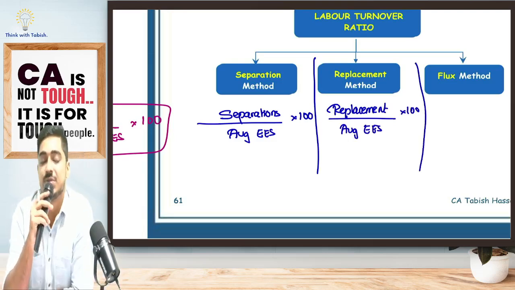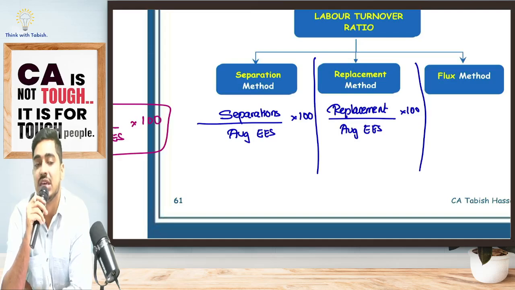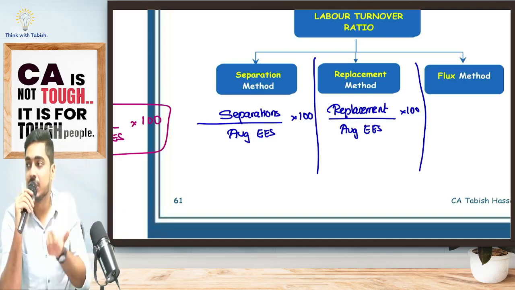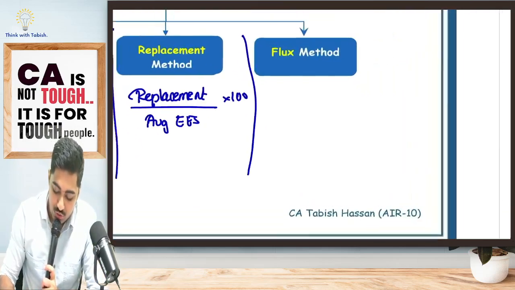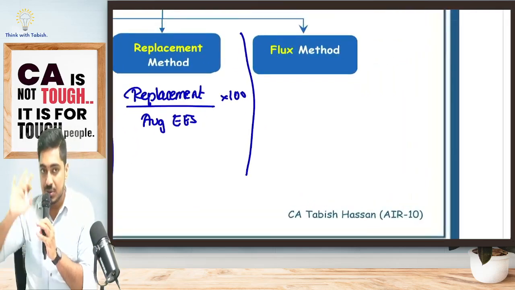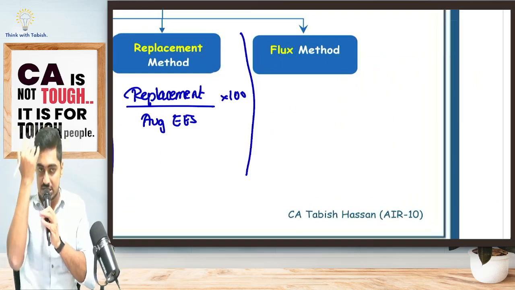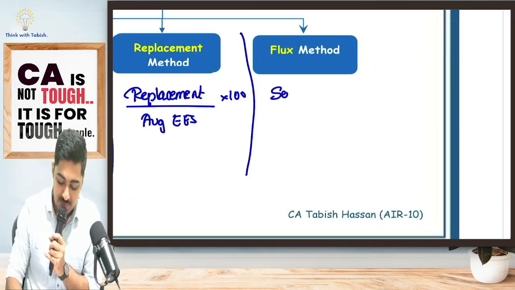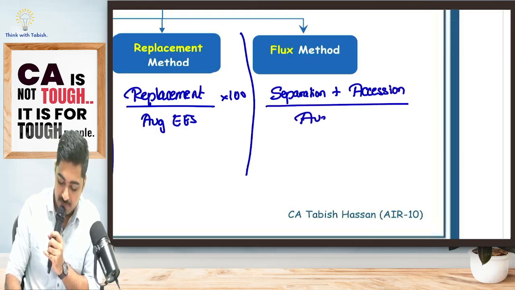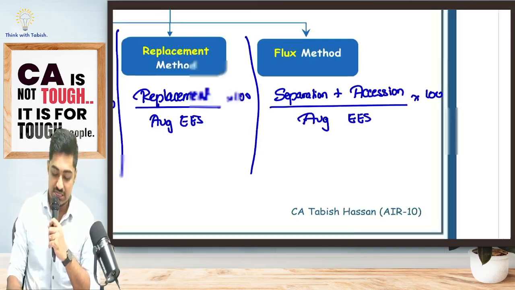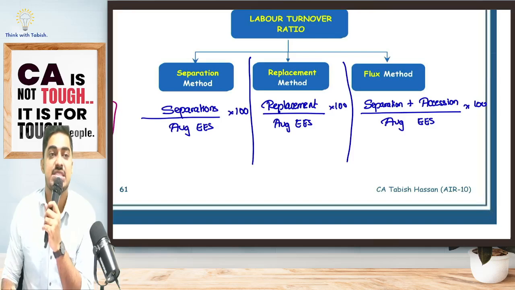What is flux method? Flux is telling, boss, I want total change. Employees going means also cost. Employees coming means also cost. So let me see total. What is the percentage change? Okay, boss. So overall change I want. What is change? Separation is also there. Accession is also there. So it is going to be separation plus accession divided by average number of employees into 100. Is this clear, everyone? Got a reasonable idea?